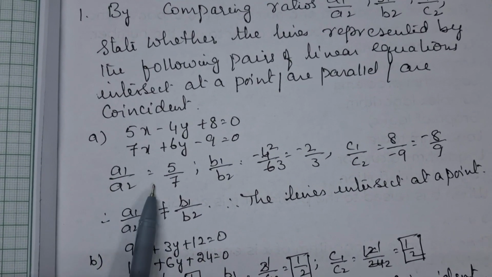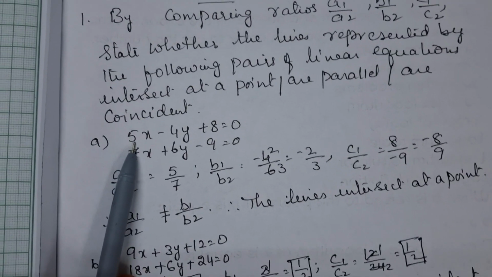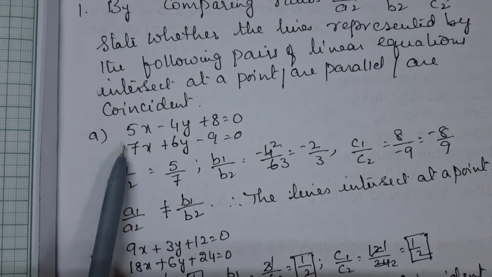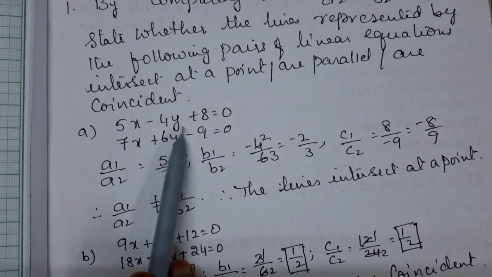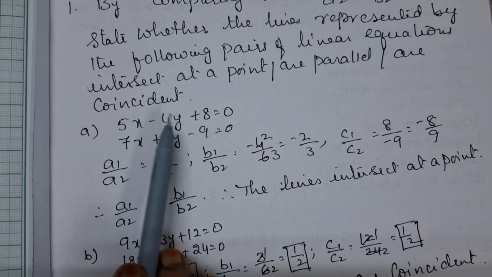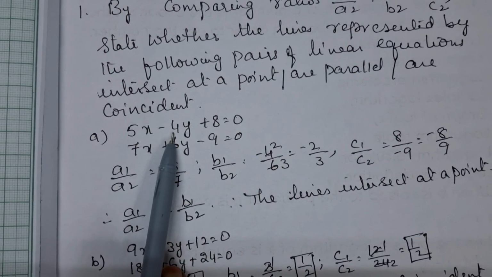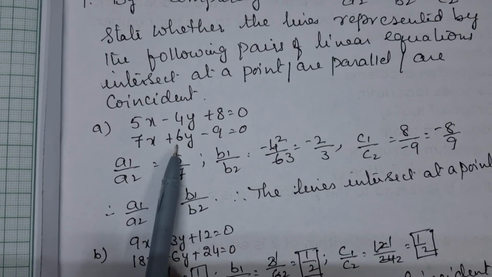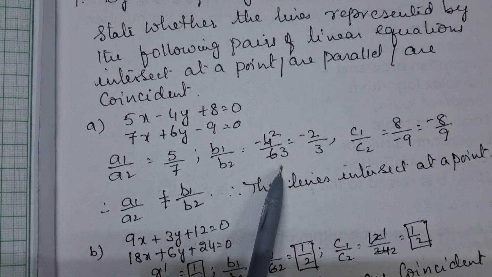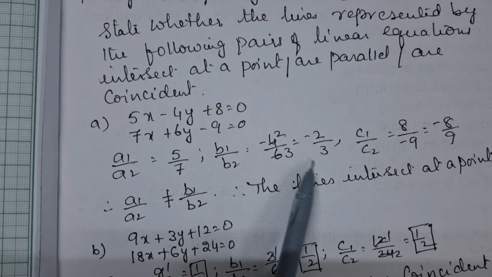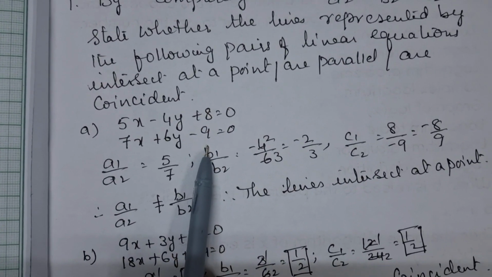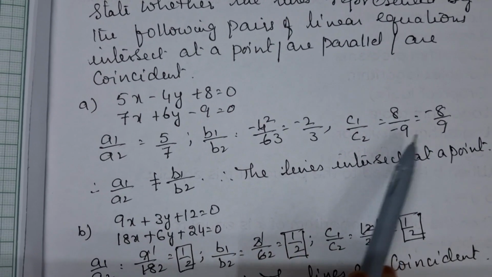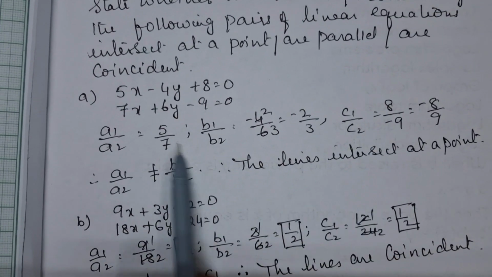So a1 by a2: a1 is the coefficient of x, a2 is the coefficient of x in the second equation. So 5 by 7. Similarly, b1 by b2: b1 is the coefficient of y in the first equation, b2 the coefficient of y in the second equation. So minus 4 by 6, so minus 2 by 3 I am getting. c1 is 8 and c2 is minus 9, so minus 8 by 9 you will be getting.